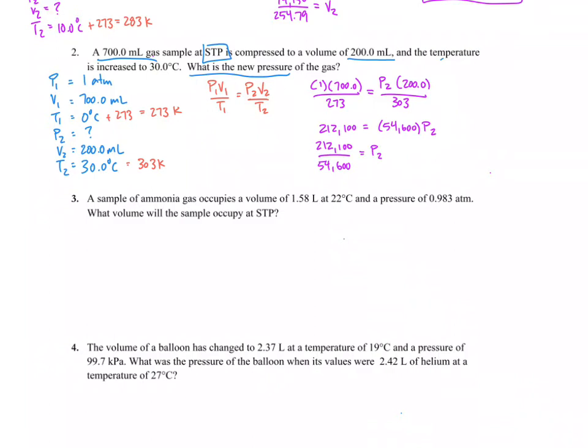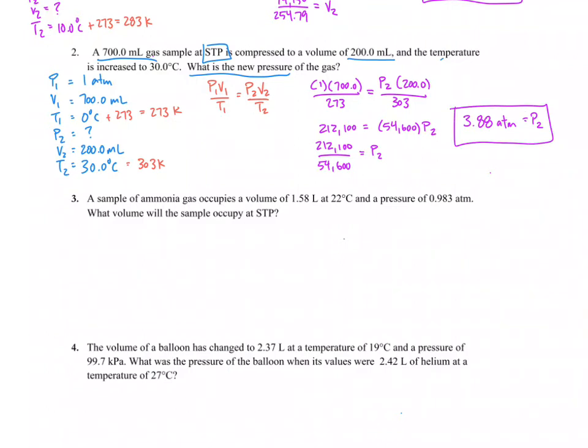When I type this into the calculator, I get a value of 3.88, and my units for pressure were in atmospheres. Again, this unit doesn't really matter much as long as both of these units are the same. I could have gone with 760 millimeters of mercury here, which means my answer would have also been in millimeters of mercury. But I went with atm because it's easier to multiply by 1 than 760. All right, so 3.88 atmospheres is my new pressure.